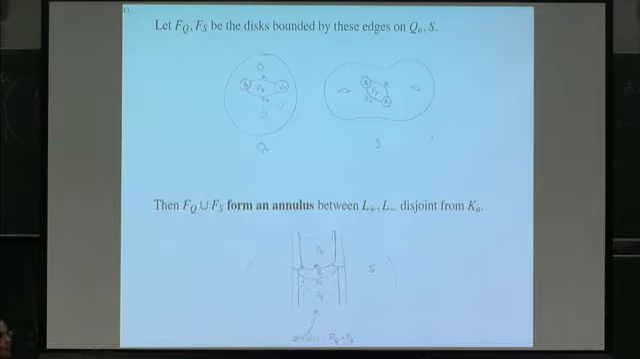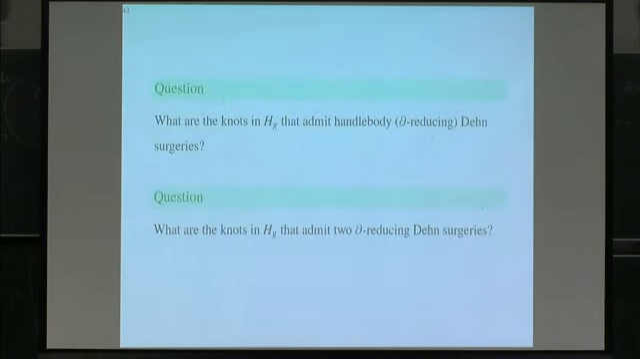Okay, well, that's just a quick sketch of how you'd go about proving this bridge number calculation. And so again, I'm left with the same question I started with: what are the knots in a genus g handlebody that admit handlebody surgeries, or boundary reducing surgeries? I guess I don't have more to say about that.